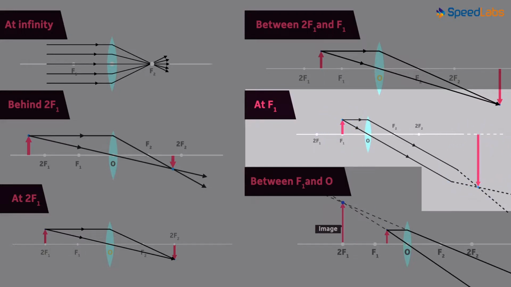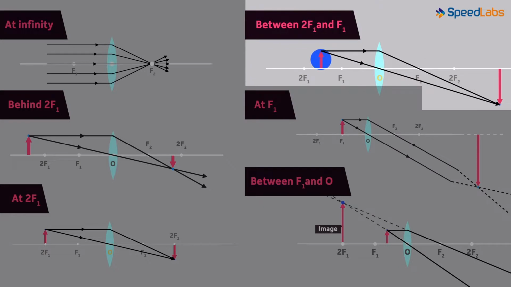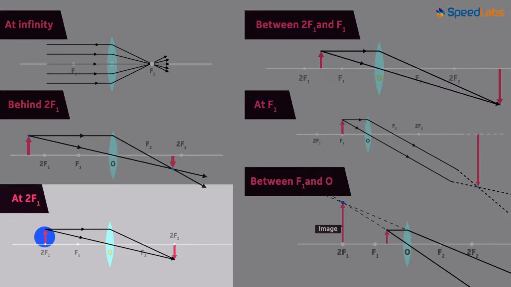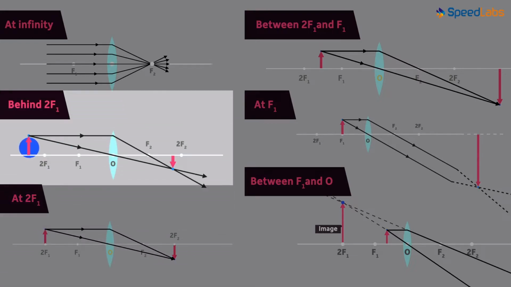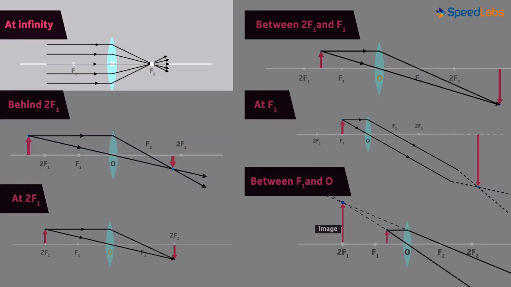What's next? When the object is between 2F1 and F1, the image is real and its size reduces. However, compared to the object size, it's still bigger, and the image is formed beyond 2F2. When object is at 2F1, image is of the same size as the object and is formed at 2F2. If the object is beyond 2F1, the image size reduces even further. And when the object is very, very far away, then the image is almost a point-sized image.